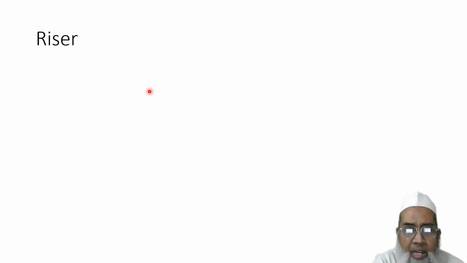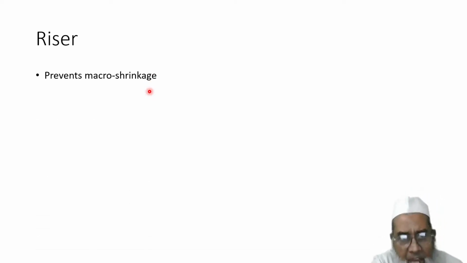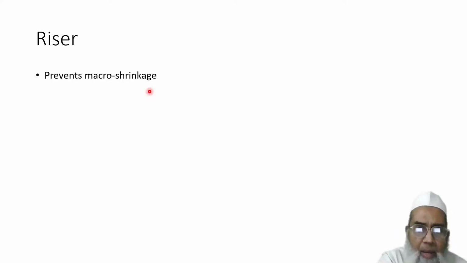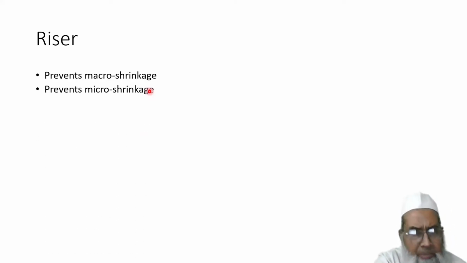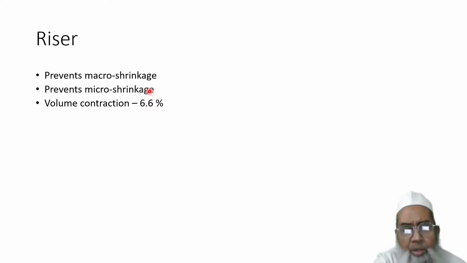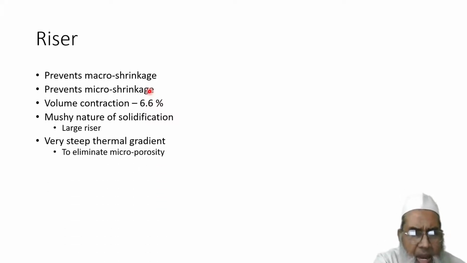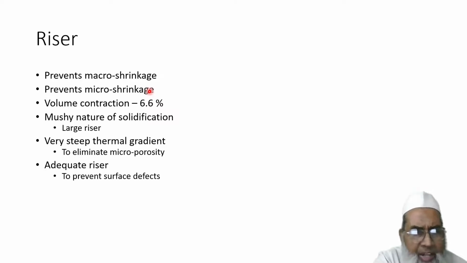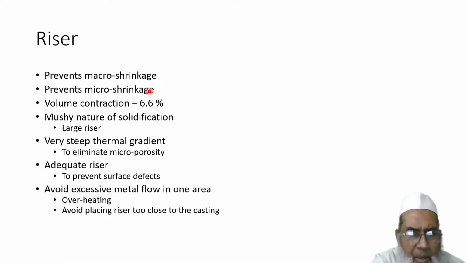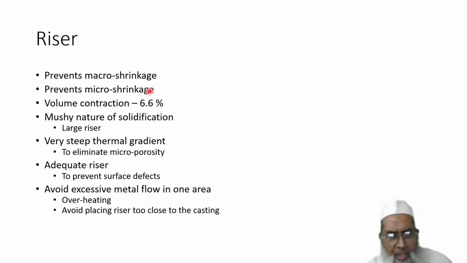Now, riser design is very important, and with the help of riser designing and locating in a proper manner, we can prevent micro shrinkage and macro shrinkage, because the volume of contraction is high and we can only reduce it by having a heavy riser. Mushy nature of solidification can be avoided by giving large risers, and a very steep thermal gradient will also help eliminate micro porosity. An adequate riser prevents surface defects. Avoid excessive metal flow from one area.